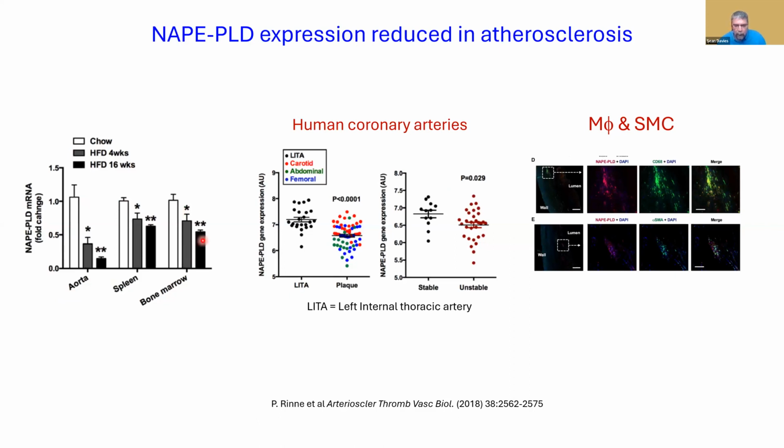And this wasn't limited to mice. If you look in human coronary arteries, those with plaques have reduced NAPE-PLD expression compared to arteries without plaques. And those with unstable plaques, so those that are likely to have impaired efferocytosis and greater necrotic core, have the greatest reduction in NAPE-PLD gene expression. And they showed in the coronary artery that NAPE-PLD was in macrophages and smooth muscle cells. So this led us to ask the question, what is the effect of deleting NAPE-PLD on efferocytosis and such?